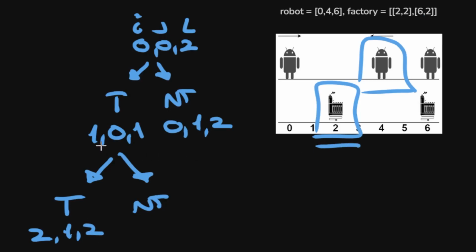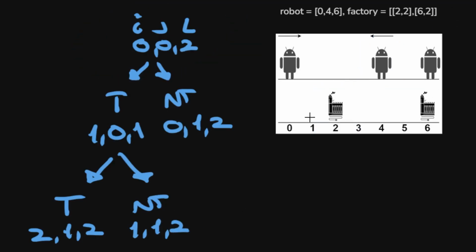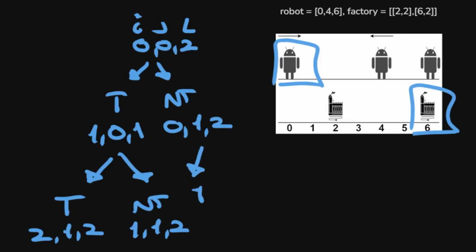If we don't take the factory, the robot stays the same because we still have to repair it, and the index for factory is 1 and the limit corresponds to factory at index 1. Here it's 2. Going back to this scenario, if we decide to not take this factory to repair this robot, this is the next scenario. The robot is still 0, the factory is 1, and the limit of this factory is 2. And from here we have two choices again. We can decide to take or not take the factory.